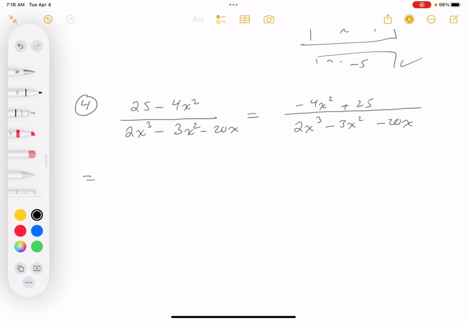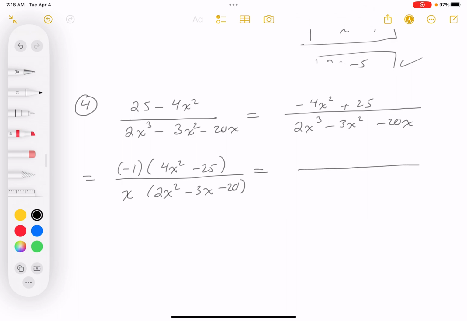The next thing I would do is make some attempt to factor the top and the bottom. Leading coefficients of negative numbers should probably be factored out. So I'm going to say minus 1, and you're left with 4x squared minus 25. On bottom, I'd factor out an x. That's a greatest common factor. You get 2x squared minus 3x minus 20.